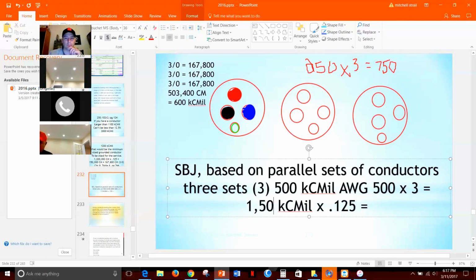At 750, it'd be 2/0. That would have been the answer, right? We'd have a 2/0 in every one of the parallel sets of conductors. All right, but if we go over the 1100 on the table, we had 3 sets of 500 kcmil, did the same math. 1500, or 1.5 million times 12.5%.